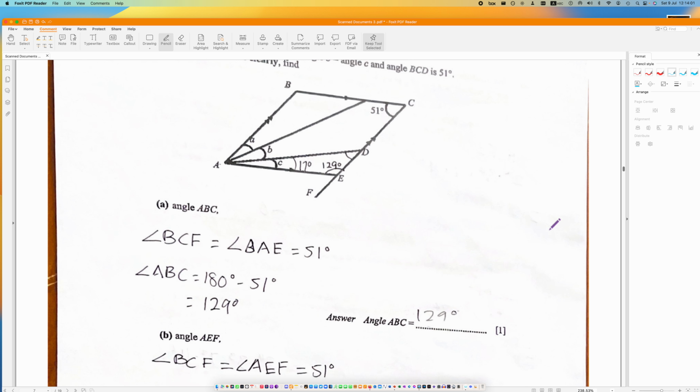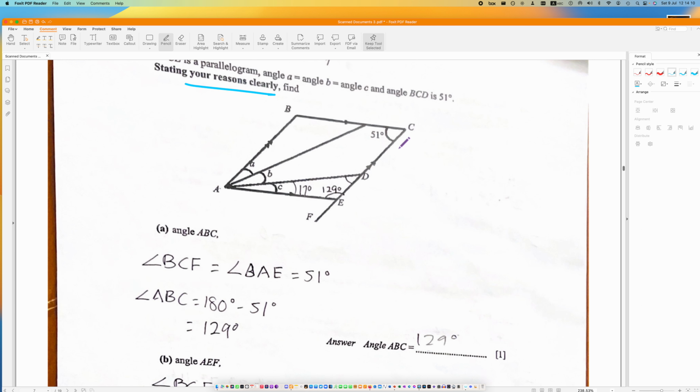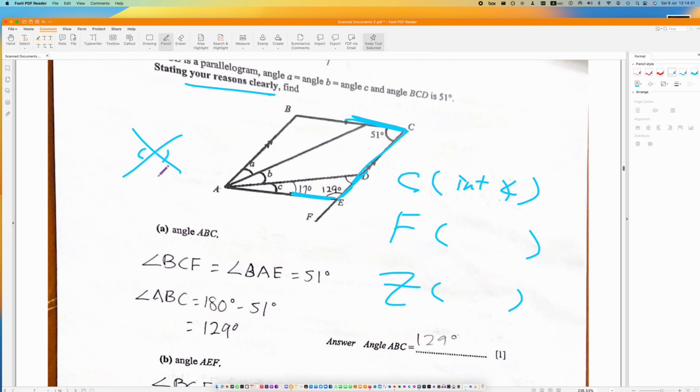This one, for circle, I think you are pretty good. But I think you are expected to write down the reason already. Are you expected to write down? You see? Reason. So what's this reason? This is our C, right? So what's C? Internal angle. Then what's our F? And then our Z. Opposite, right? Opposite is the cross. Is the X.